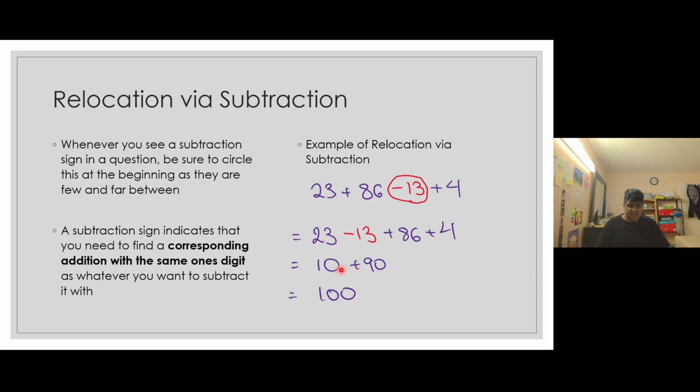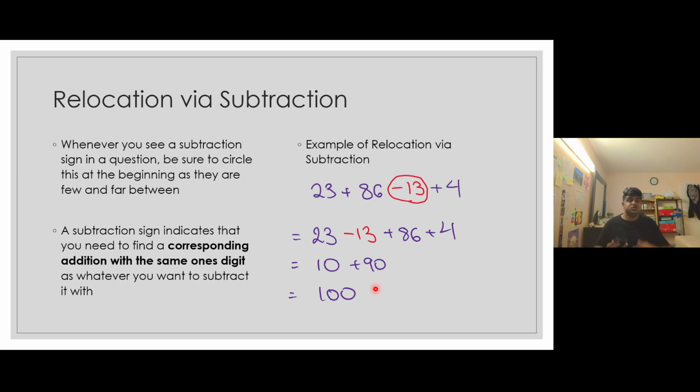So we get 10. The easy way to think of this is to just do 3 minus 3 first. 3 minus 3 is, of course, 0. And then that makes it 20 minus 10, which gives us just the regular 10, right? And then you have a plus 90, because 86 plus 4 is 90. You add this up and you get 100.